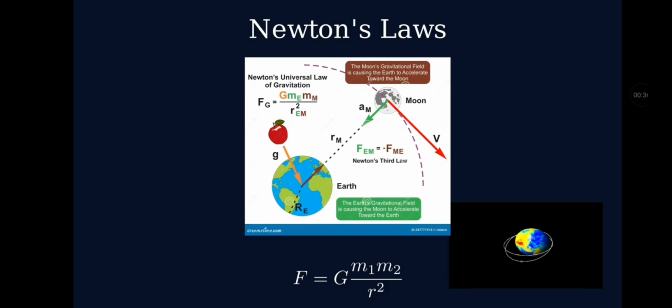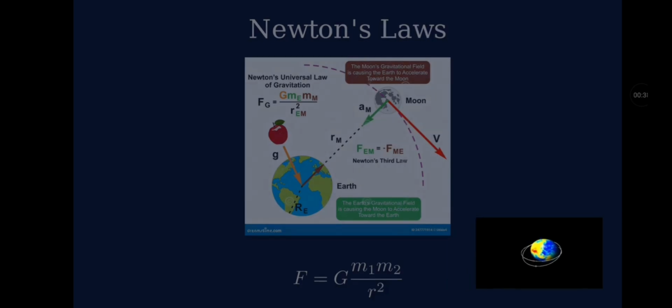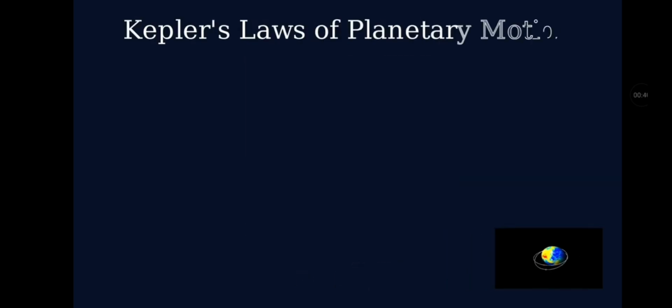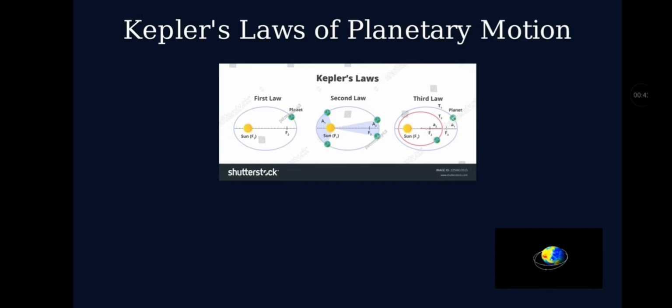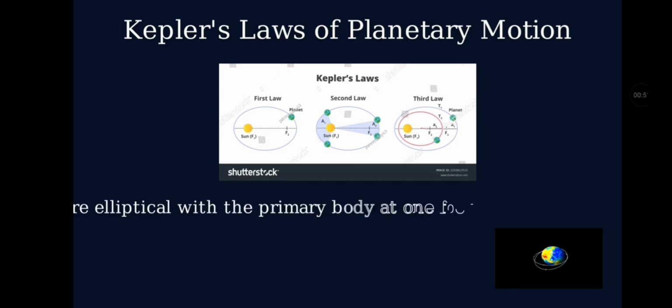Kepler's laws of planetary motion refine our understanding of orbits. These three laws describe how planets move around the Sun, but they apply to any orbiting body. Kepler's first law: planets move in elliptical orbits with the Sun at one focus of the ellipse. Kepler's second law: a line connecting a planet to the Sun sweeps out equal areas in equal times. This means objects move faster when closer to the primary body.